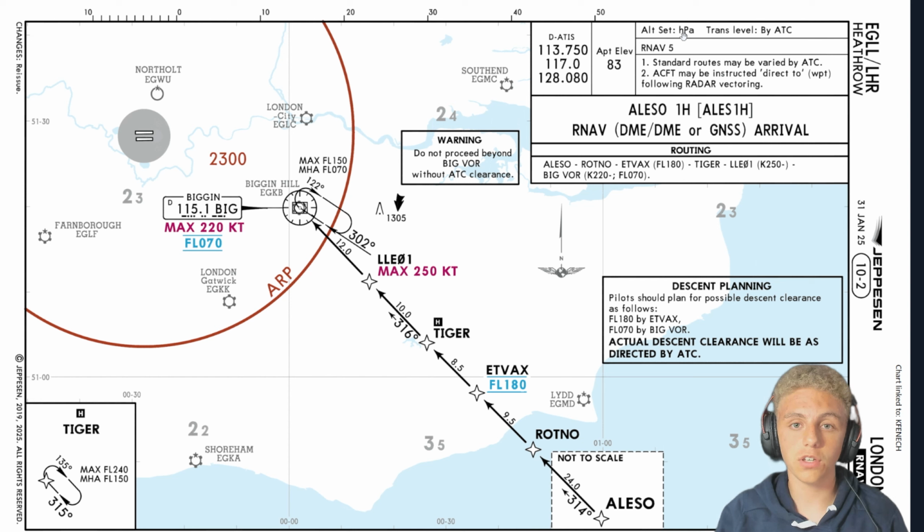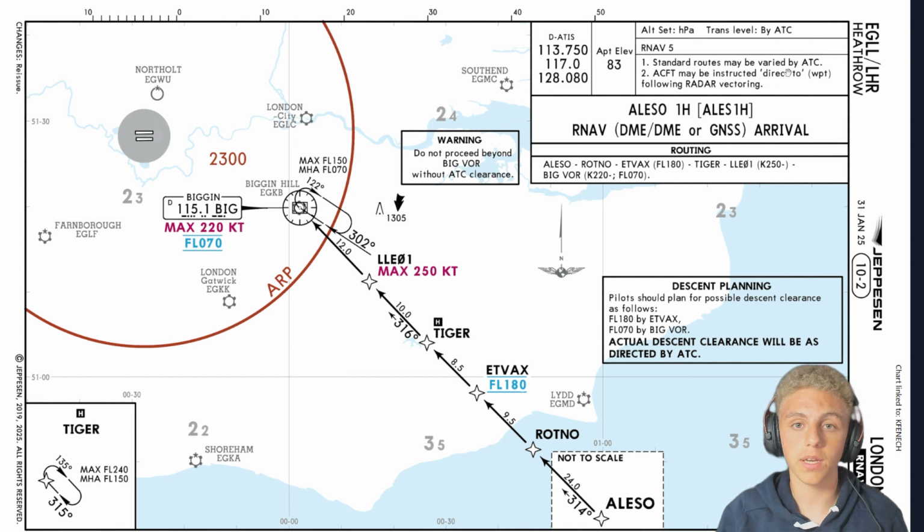This RNAV 5 here means that your plane needs to be capable of flying an RNAV route up to a precision of 5 nautical miles. So your plane has to have a precision of maximum 5 nautical miles. Within 5 nautical miles, you need to fly the route. If it is not that precise, if it will have a deviation of, let's say, 10 nautical miles, you cannot fly this route. Here's some instructions.